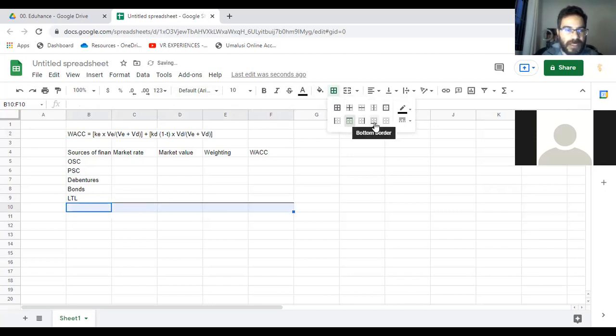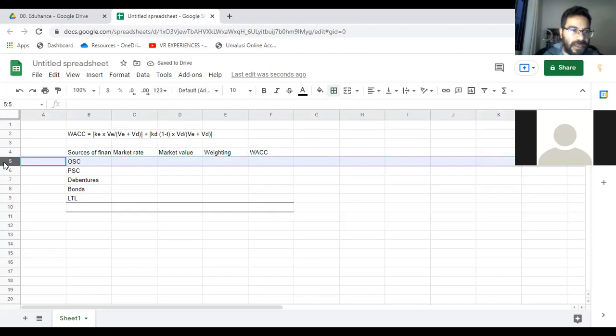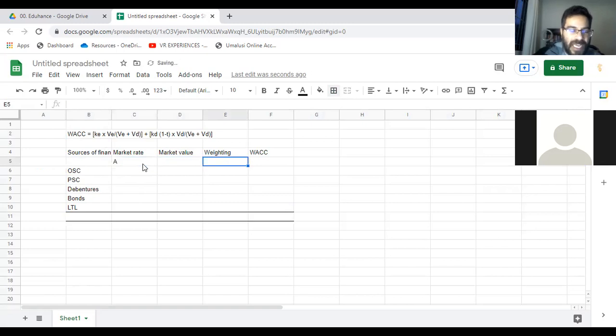So how do we get WACC? Basically, WACC is calculated as follows: market rate times weighting. So WACC is market rate, A, times weighting, which is B. That is how we calculate that over there. Now we need to know how can we calculate market rate and how can we calculate weighting. Remember, the weighting is calculated based on market value. So we need to know how to calculate the market rate and the market value of ordinary share capital.